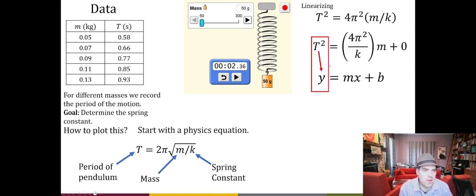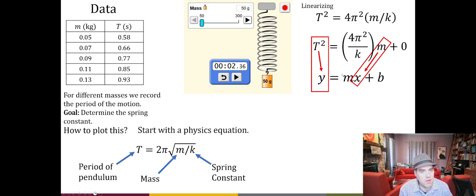Here, in the y position we have T squared, and in the x position we have the mass m. Now, we've got to be careful here because there's an m for mass in our physics, and there's an m here for the slope in the y equals mx plus b equation. So try to pay attention to which m you're looking at because it can be tricky.